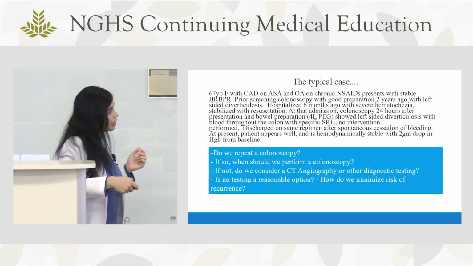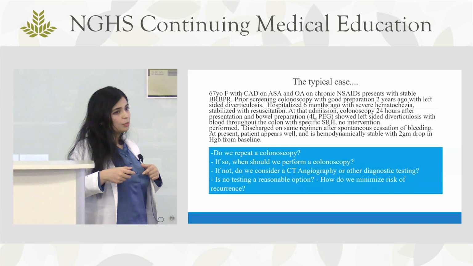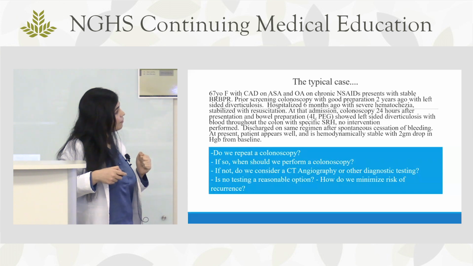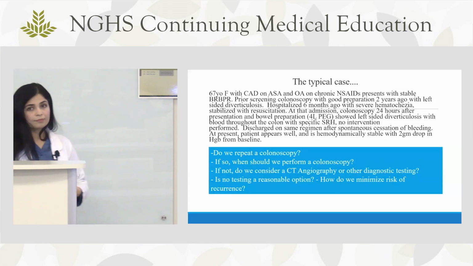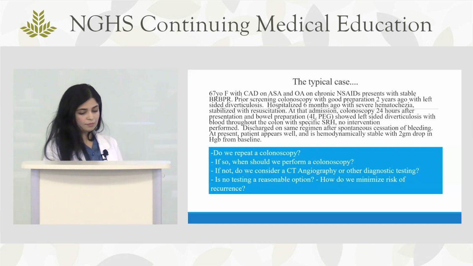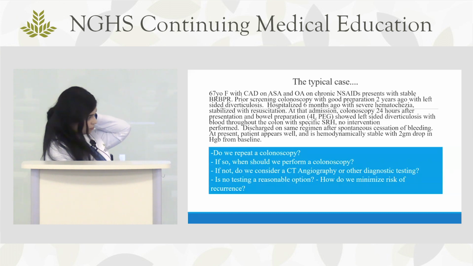So I'll again come back to the case. So the same patient, does anybody want to read this? A 67-year-old female with coronary artery disease on aspirin and OA on chronic NSAIDs presents with stable bright red blood per rectum. Prior screening colonoscopy with good preparation 2 years ago with left-sided diverticulosis.